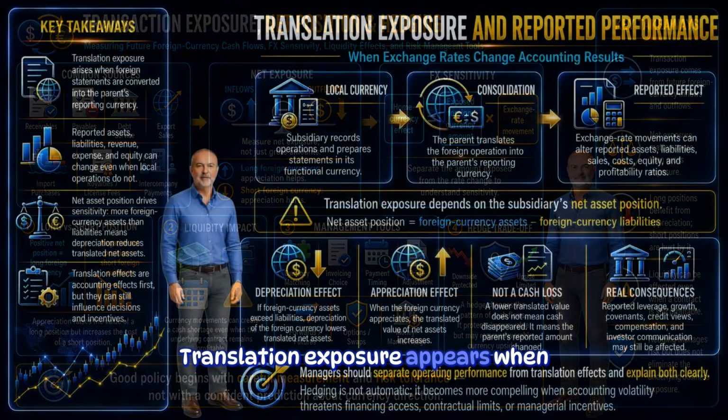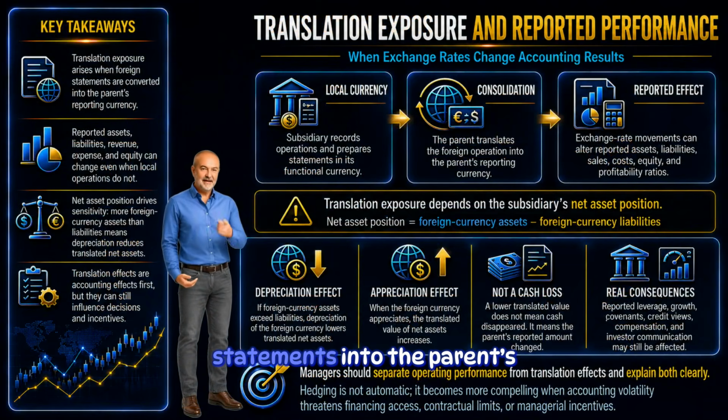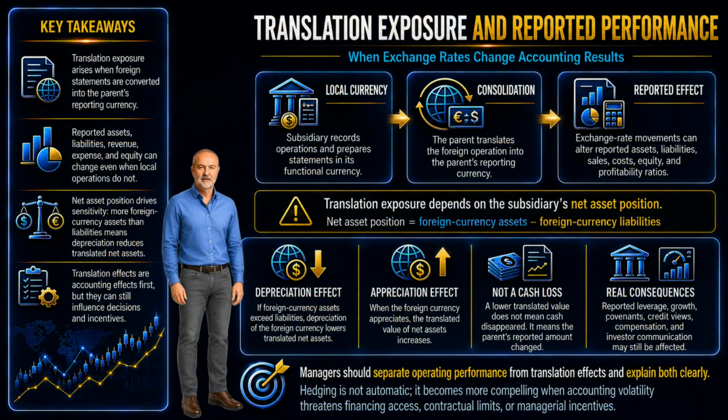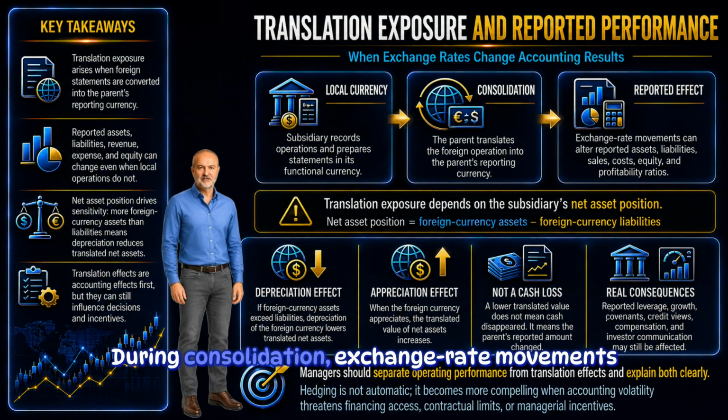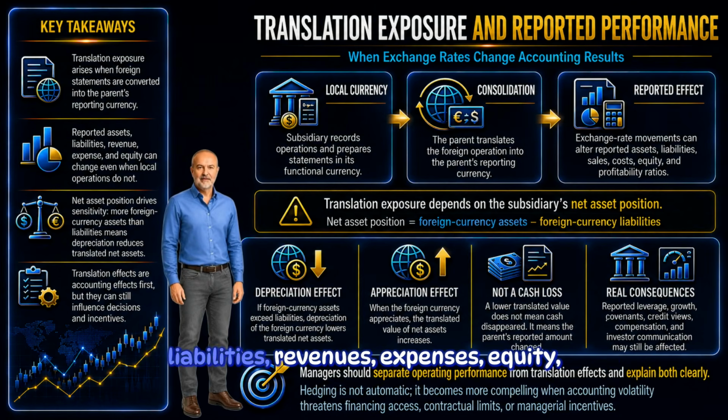Translation exposure appears when a parent company converts a foreign operation's financial statements into the parent's reporting currency. The subsidiary may conduct business and keep its records in local currency. During consolidation, exchange rate movements can alter reported assets, liabilities, revenues, expenses, equity, and profitability ratios. This can happen even when production, sales volume, and local operating performance are unchanged.